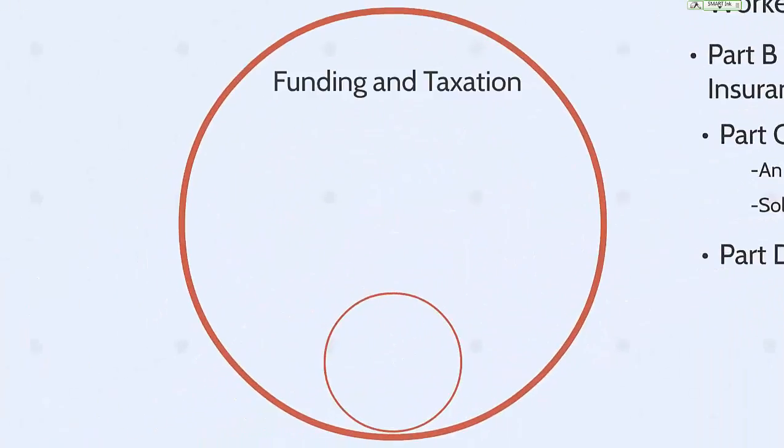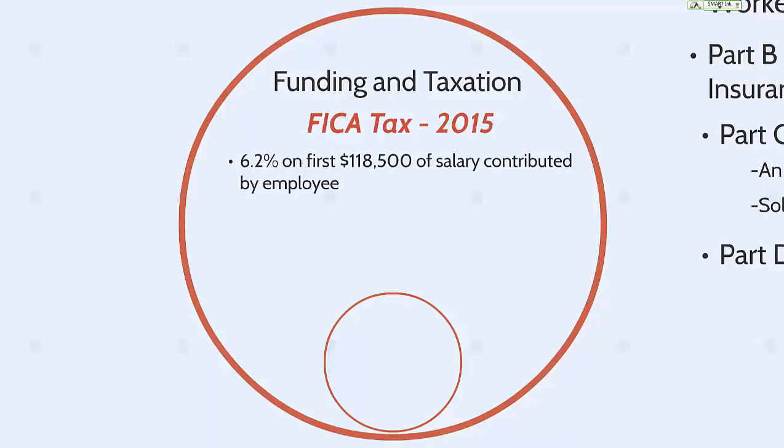Now let's look at how OASDHI is funded and how it's taxed when benefits are received. The FICA tax of 2015 is illustrated below. The FICA tax has long been the method of funding Social Security. The FICA tax is 6.2% on the first $118,500 of salary contributed by the employee, and the same is contributed by the employer for all of his or her employees. In other words, this is a match.